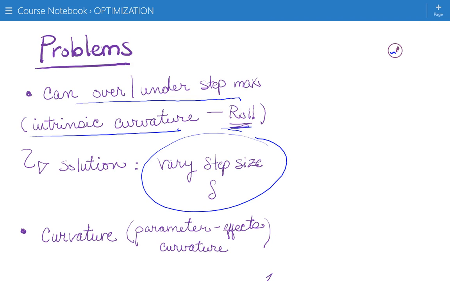So we would have a particular point that we are going to step to. It might go past the maximum, it might go a little bit short of the maximum. We will vary the delta and find out where the maximum along that vector is.